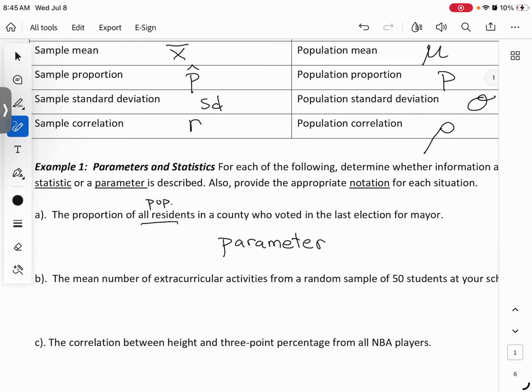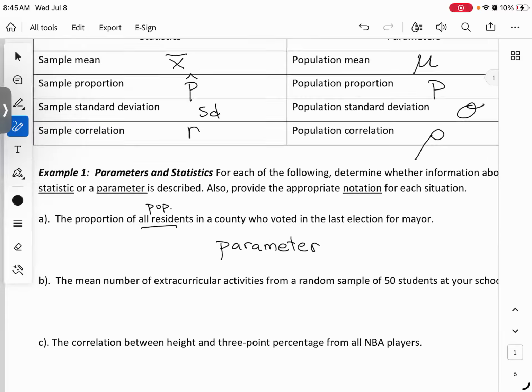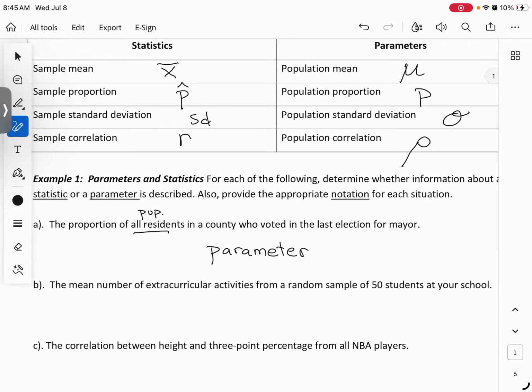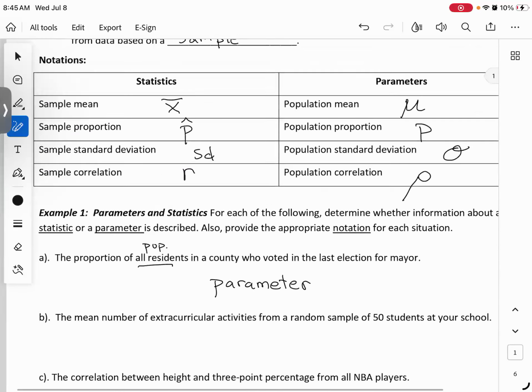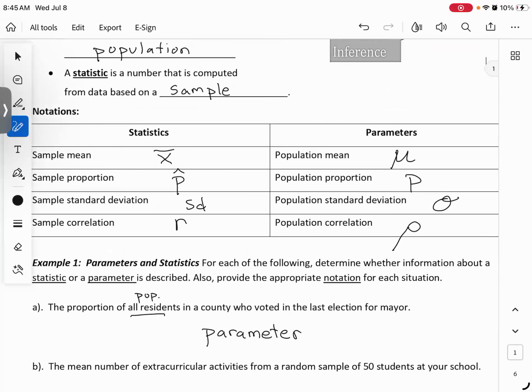And suppose they actually really went and did it. Maybe it's a small county. Then if it's a population proportion, or population parameter, you would be using just a regular p for the notation.